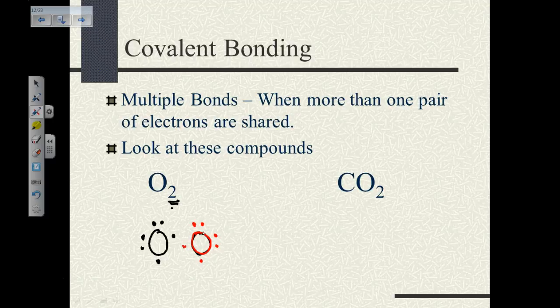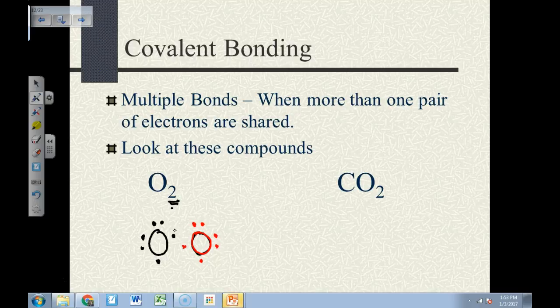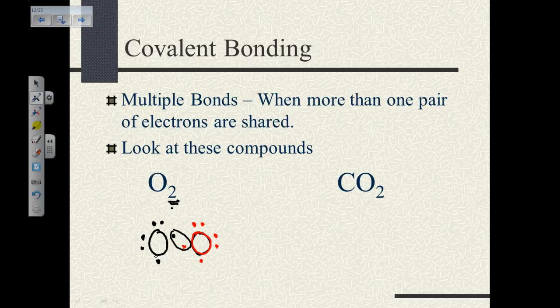So now, if we just share 1 pair of electrons, this now has 1, 3, 5, only 7 electrons. And now the one in red has only 2, 4, 5, 6, 7 electrons. So we have to share more than 1 pair of electrons in order to make its octet full. So what we're going to do is share 2 pairs of electrons. And so now if we draw that, look at what I'm going to do.